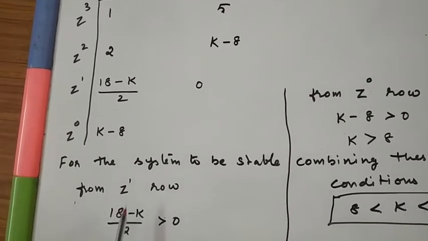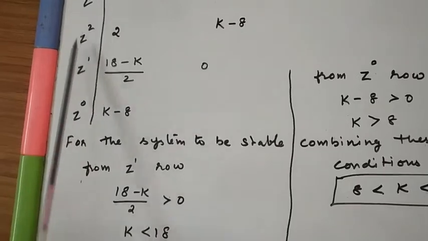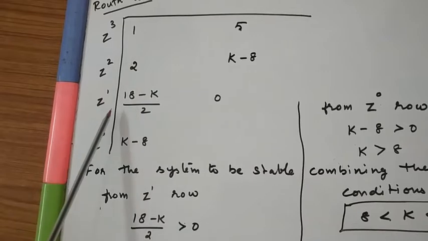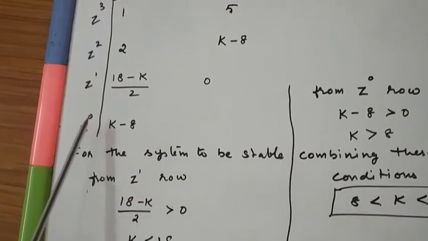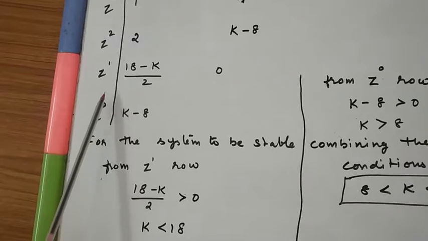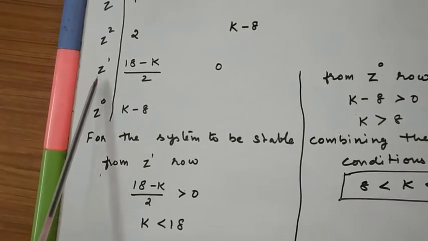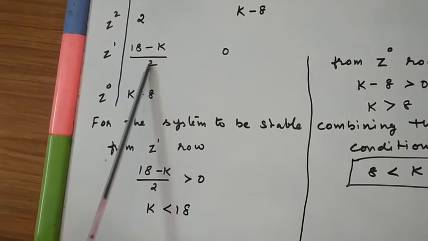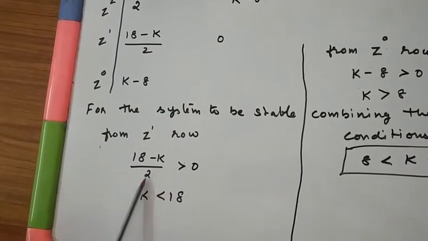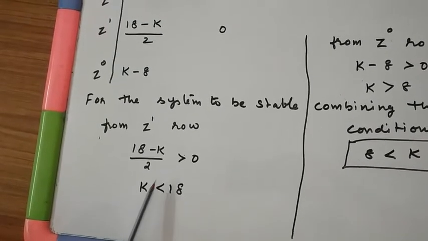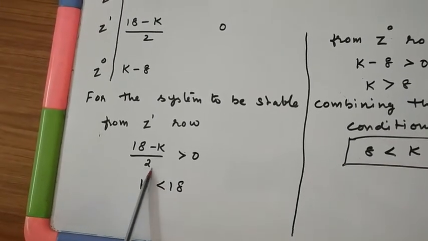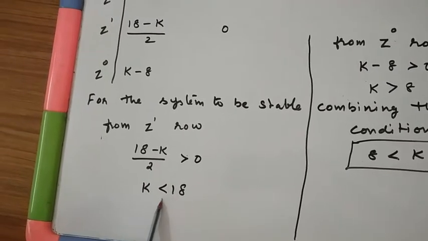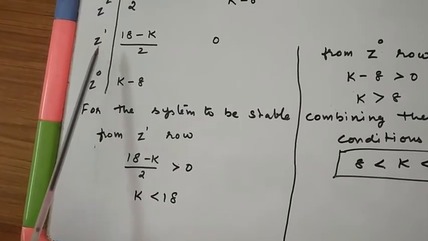Now, for the system to be stable, all the first column elements must have the same sign. This is positive, positive. This also is supposed to be positive, positive. So, by considering that constraint, from the z to the power 1 row, this value must be positive. So, 18 minus k by 2 should be greater than 0. This is an inequality, and from this we find that the k value must be less than 18. This is from the z to the power 1 row.